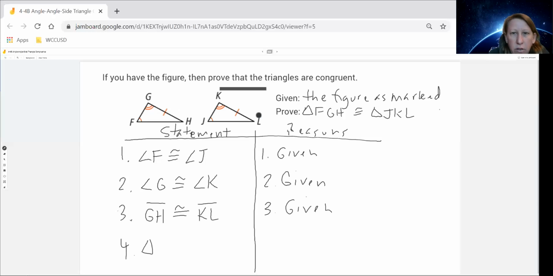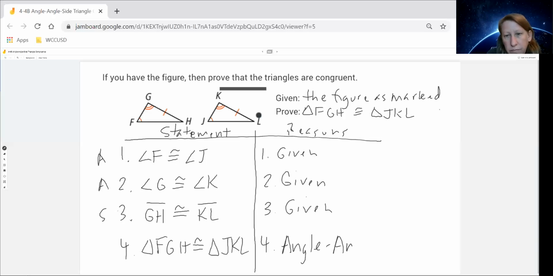I'm done. Triangle FGH is the same size and shape as triangle JKL. And the reason I know is because I've showed you a pair of angles match up, I've showed you another pair of angles match up, and I show you a side matches up. So that is called the angle, angle, side triangle theorem.